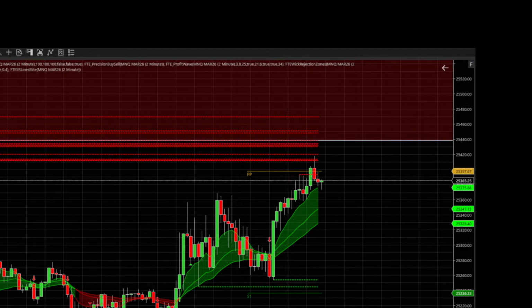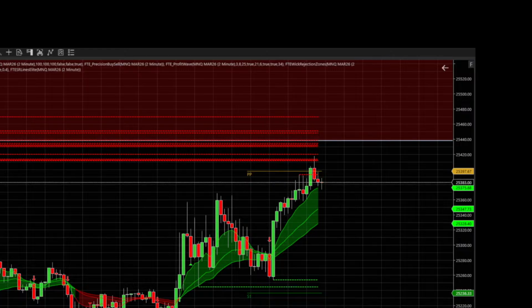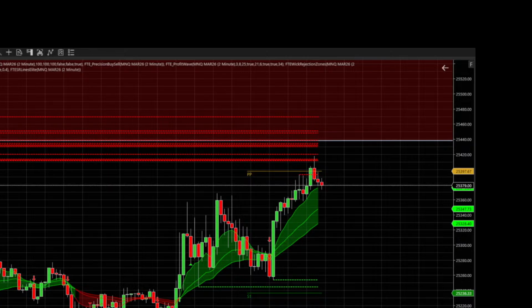Kind of want to take this short here, but don't know if it's going to set up. Looks like it wants to. Should be able to grab 30 points or better out of this if it sets up.